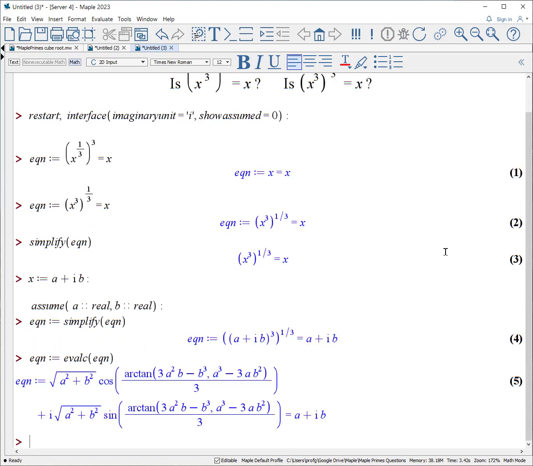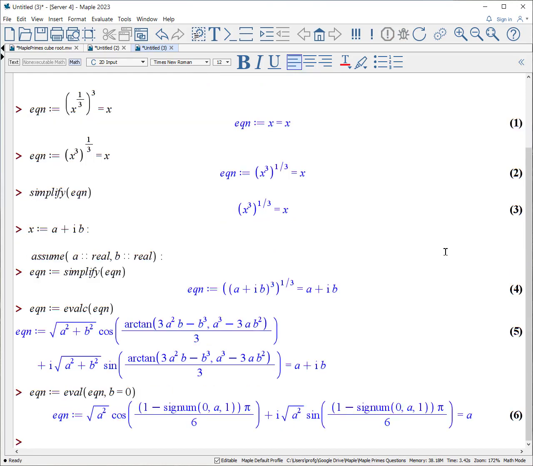Now our equation still doesn't look like the left side is equivalent to the right side. Under what conditions might they look the same? Well, what if x is real? That means b is equal to 0. Let's evaluate the equation when b is equal to 0. Still not equivalent, the left side to the right side. What other options could we have?